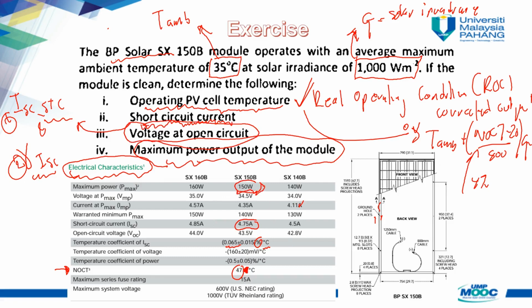Sekejap. What's the VOC STC? VOC is 43.5 volt. So that is the VOC. And then the temperature coefficient for voltage? Minus 160. Oh, minus. Minus 160 millivolt.